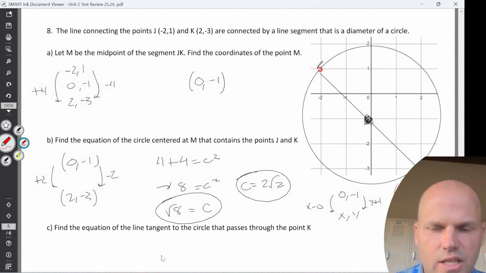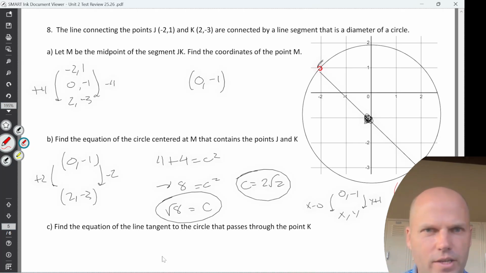Now, find the equation of the tangent line that passes through the point K. Point K is at 2, -3. So I want the equation of this line. It's going to go through the point 2, -3. But what is going to be the slope?